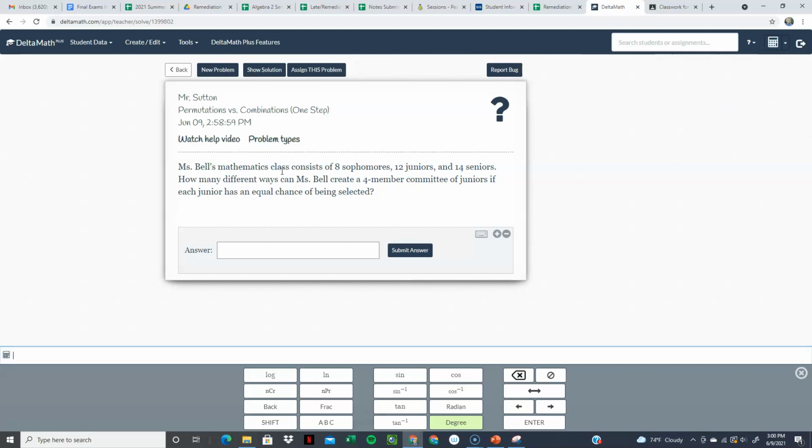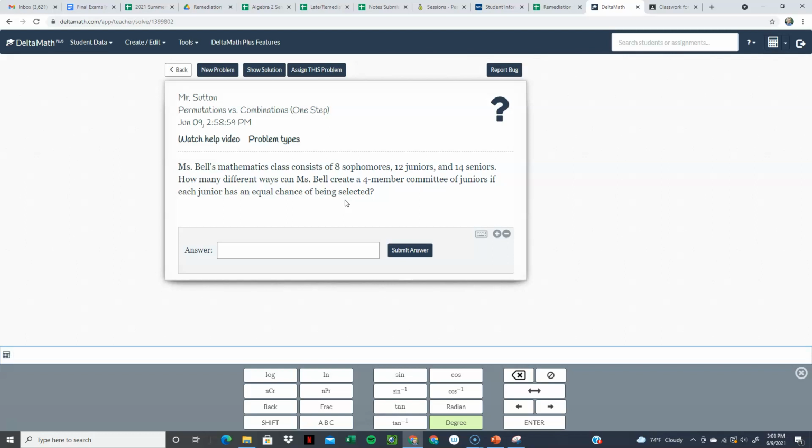So for this one, Miss Bell's mathematics class consists of 8 sophomores, 12 juniors, 14 seniors. How many different ways can Miss Bell create a 4-member committee of juniors if each junior has an equal chance of being selected? So for this one, the order does not matter because the committee doesn't have specific roles. So like let's say John, Sally, Sue, and Ben were selected. That is the same exact group if you did Ben, Sally, John, and Sue, right? If you selected those same 4 people in a different order, that is still the same group.